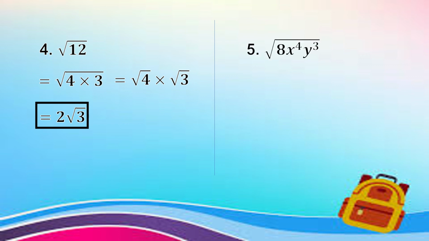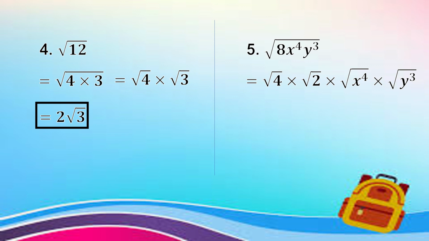Number 5, square root of 8 x raised to 4 y raised to 3. Remember that the index is 2. So, we'll have square root of 4 times square root of 2, because 4 times 2 is equal to 8, and 4 is a perfect square. Then square root of x raised to 4 times square root of y raised to 3. So, square root of 4 is equal to 2. Square root of 2 will remain as square root of 2.